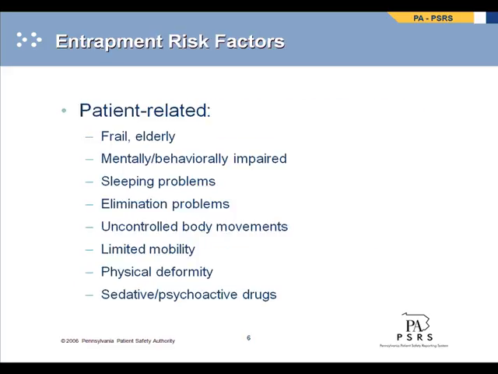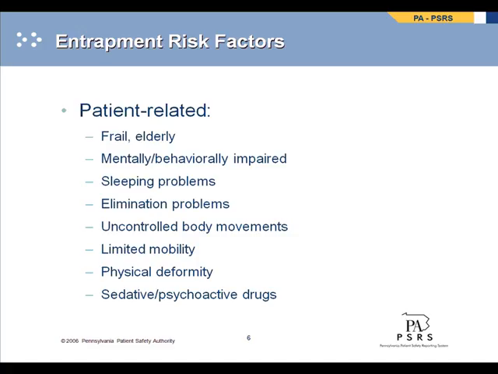Risk factors can be classified into 3 categories: patient-related, care-related, and equipment-related. Regarding patient-related entrapment, bed rail entrapments more commonly occur in frail, elderly, and cognitively impaired patients. Those who are a fall risk may become entrapped in the bed system while getting out of bed unassisted.